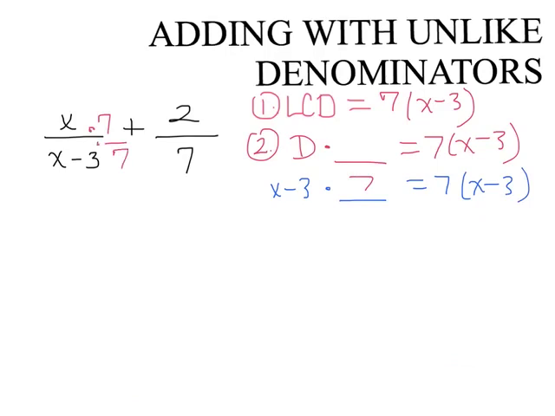So we're going to multiply numerator and denominator by 7. Now, let's go to our second denominator, which is a 7. So 7 times what will give us our LCD of 7 times x minus 3? And so the what would be the x minus 3. So we're going to multiply by x minus 3.